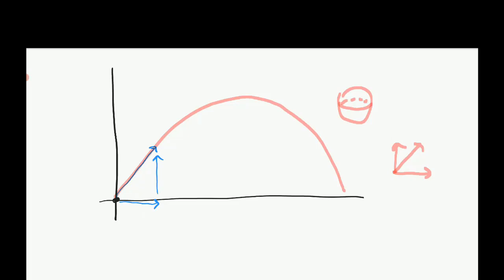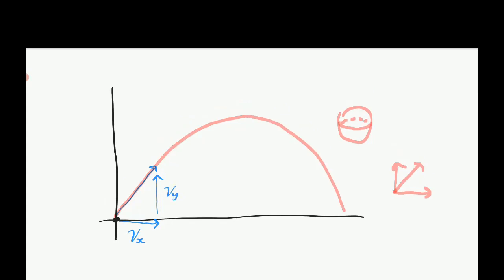And the thing that we're doing here is we're thinking of this situation as happening in two-dimensional space, and there's going to be a horizontal component of the velocity, so we could call that v subscript x, and there's also going to be a vertical component to the velocity, so we could call that v subscript y.